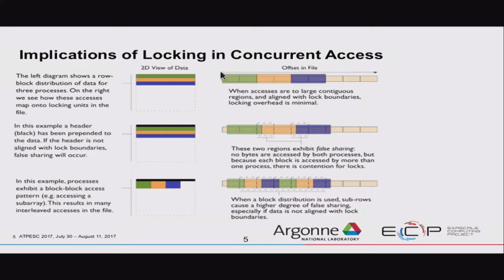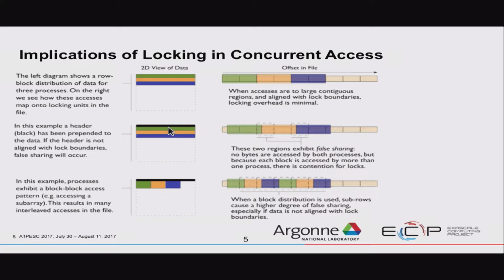And so what happens is when the green client accesses its data, it gets a lock. Yellow client gets a lock. Purple client gets a lock. They're not conflicting with each other. They can go completely in parallel, no coordination, access their parts of the file. There's not much overhead. That works great.